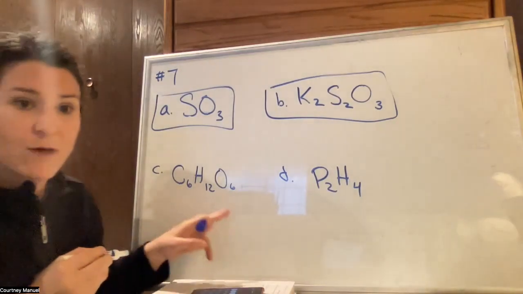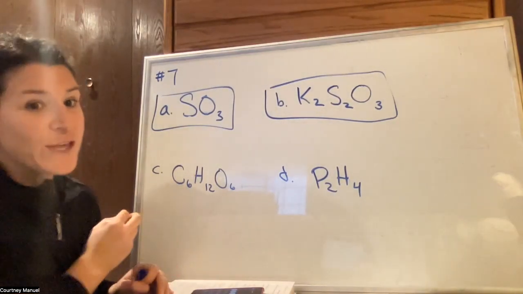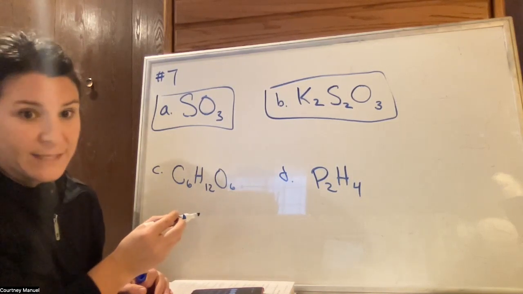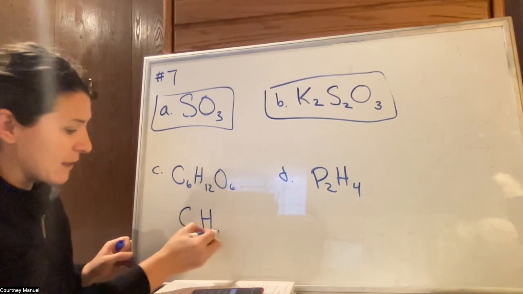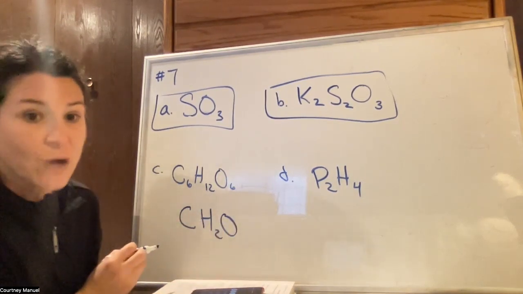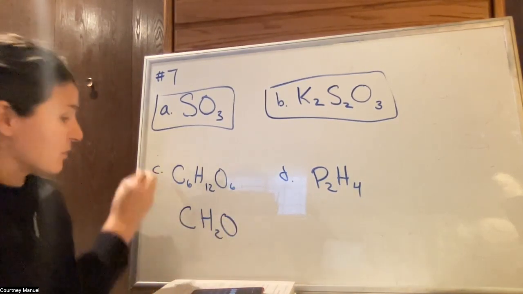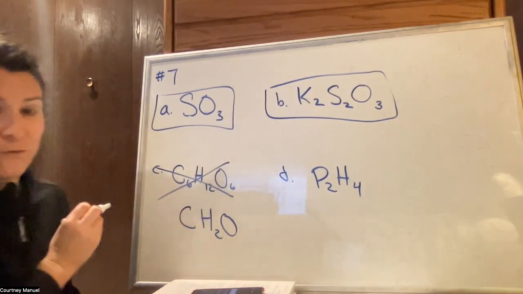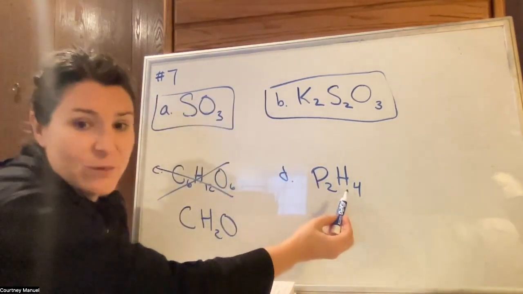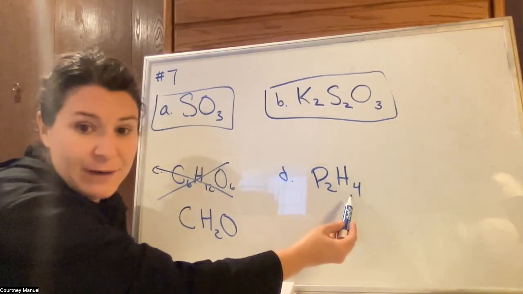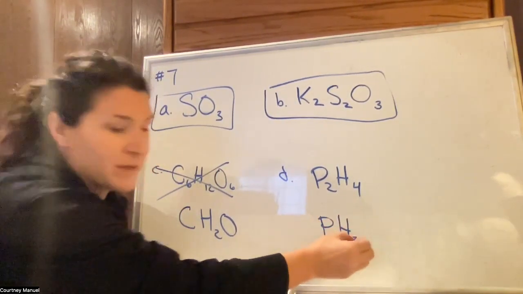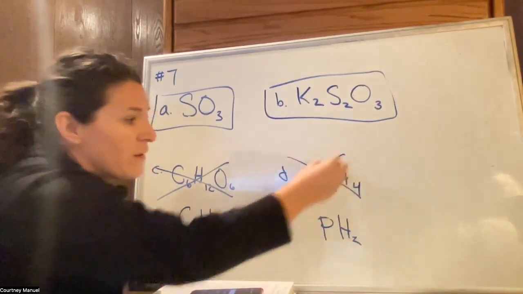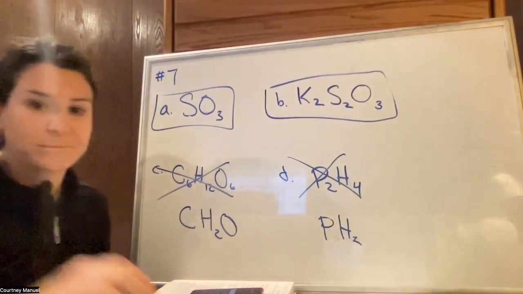C6, H12, O6. These can all be divided by 6, which would mean the empirical formula would look like CH2O. That would be its empirical. So this one is not in its empirical form. We've got P2H4. These can both be divided by 2, which would tell us that its empirical formula is actually PH2, which says no, this one is not its empirical formula.